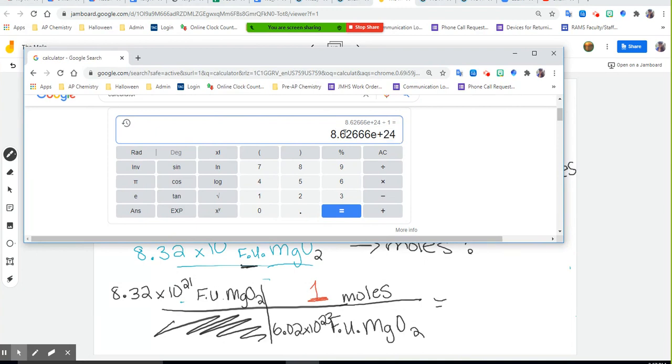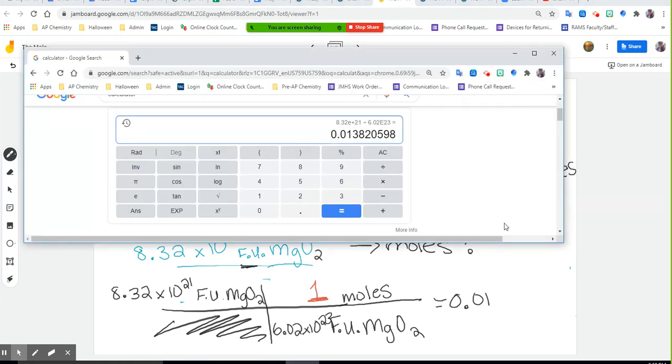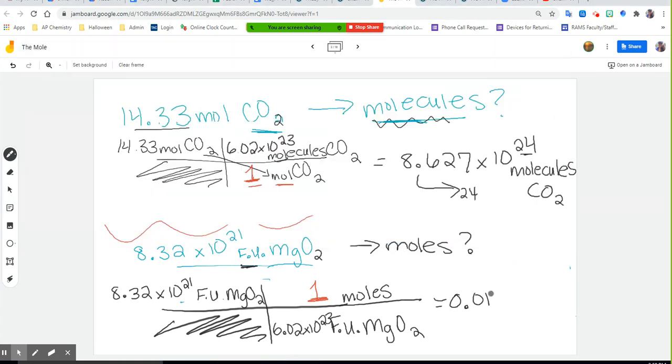Okay, we're going to go 8.32 EXP 21, right? So we have our 8.32 times 10 to the 21. I'm going to multiply by 1, push equals, and then I'm going to divide it by 6.02 EXP 23 and push equals. And now we have 0.0138. We went to 3 significant figures on this one. And this is going to be moles of magnesium oxide.